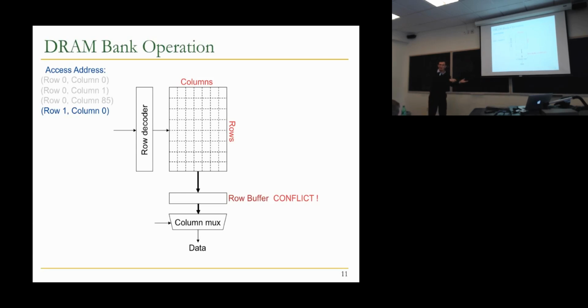But that takes some time. It's called a precharge. Then the memory controller needs to supply row address 1, and DRAM activates the row, placing it into the row buffer. That takes some time. And then the memory controller needs to supply column 0, which DRAM responds to by muxing out. There are 3 steps now. It's taken much longer to service this row conflict compared to the row hit we've seen.